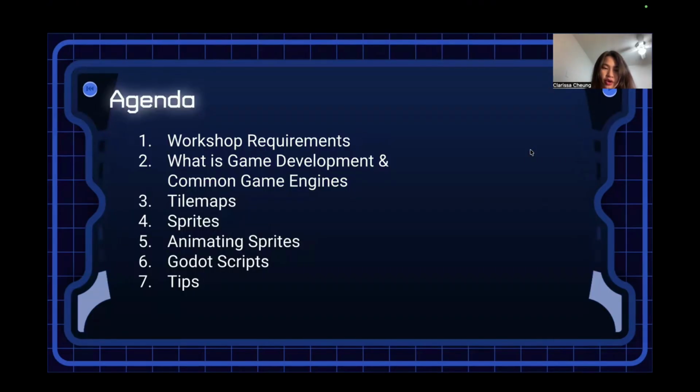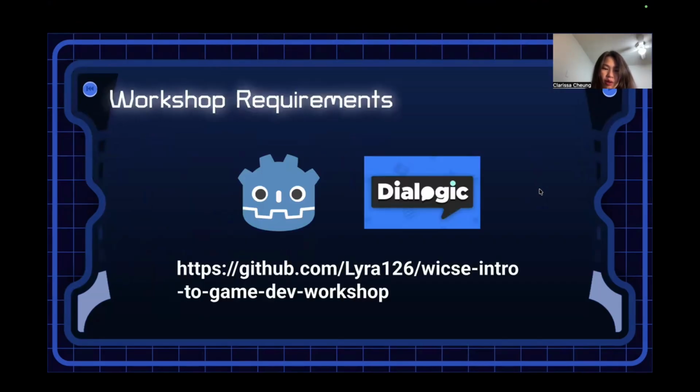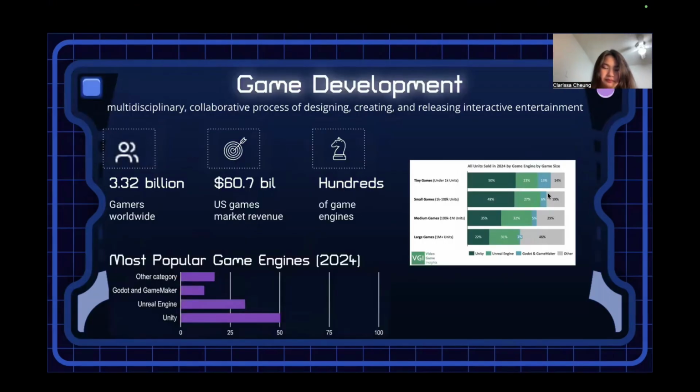Today's agenda, I'll be going over the workshop requirements, what is game development and common game engines, tile maps, sprites, animating sprites, Godot scripts, and some tips. So for this workshop, we'll be using Godot. The dialogic manager is for the second workshop. This is the GitHub link that I'll mainly be working with.